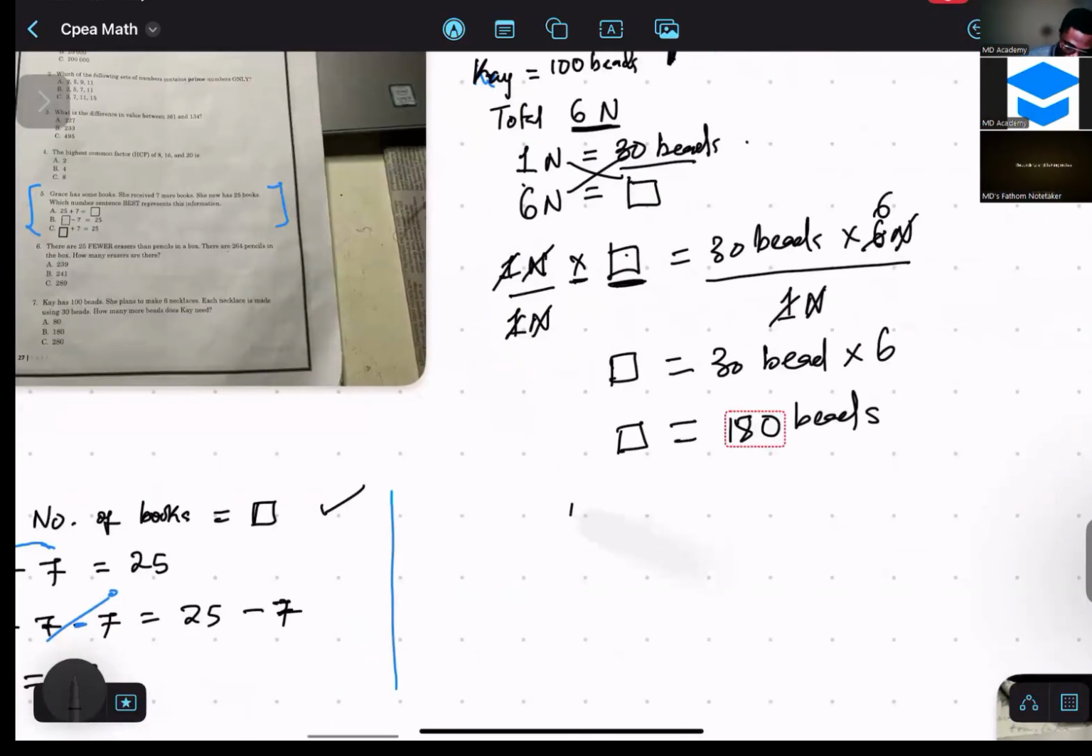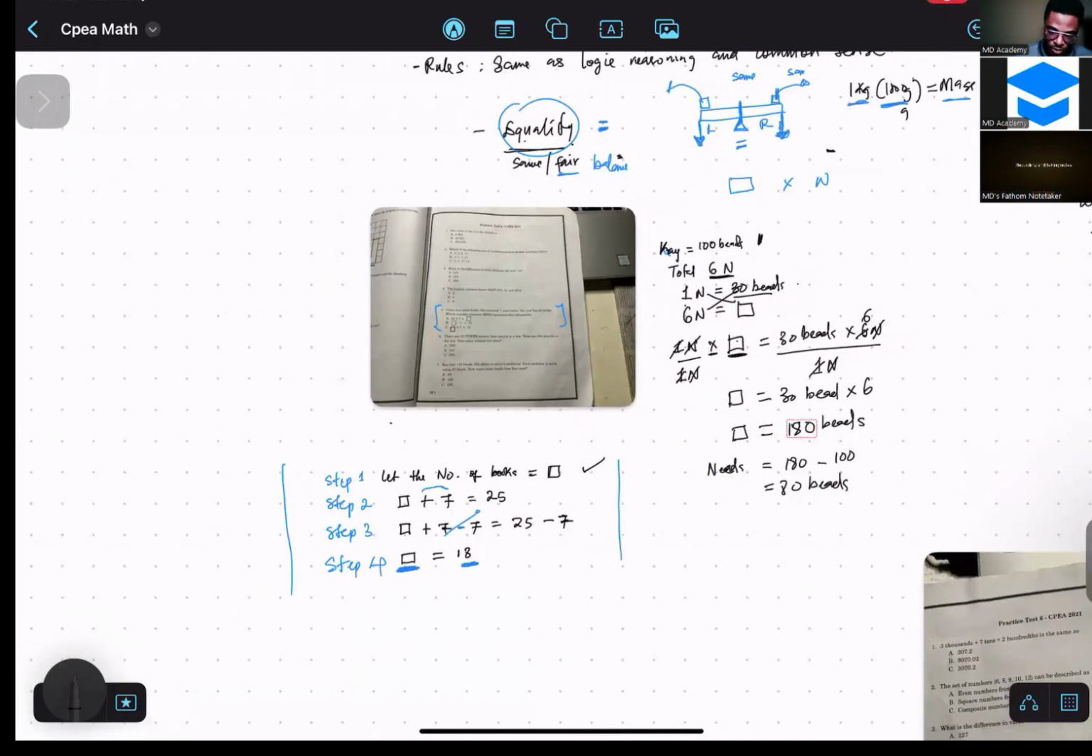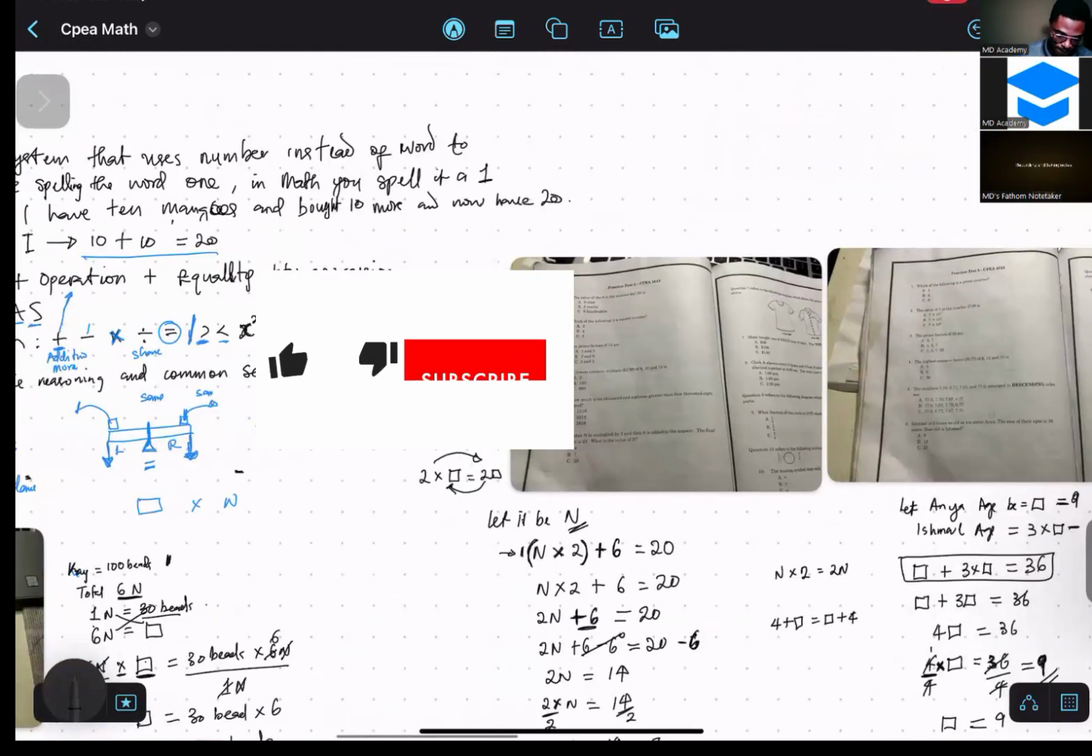So what she needs now would be equal to 180 minus the 100. Why? She already has 100, so she only needs 80 more, and that solves the problem. 80 more beads. So that's how you solve this problem. So this is actually easy. As the years go by, it becomes a little bit more interesting. So let's see how this problem was actually expressed in the next year.